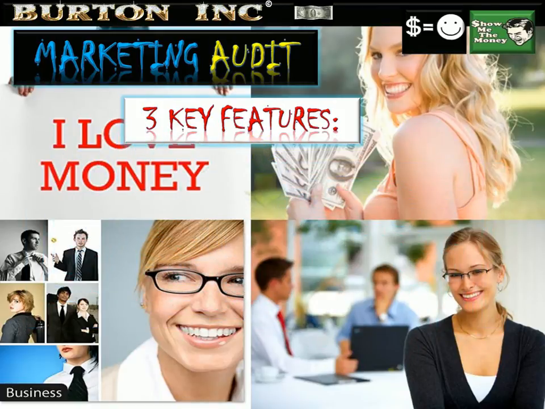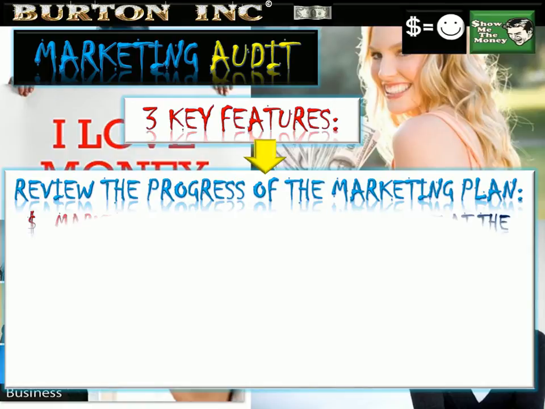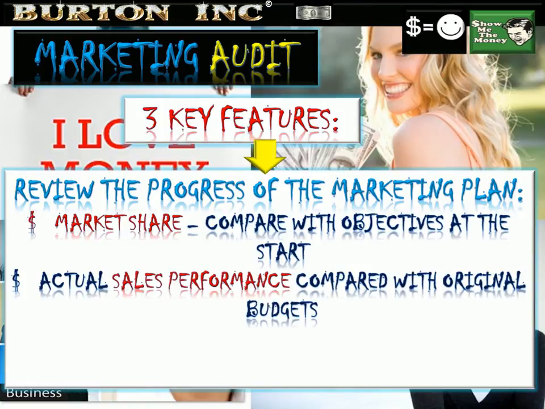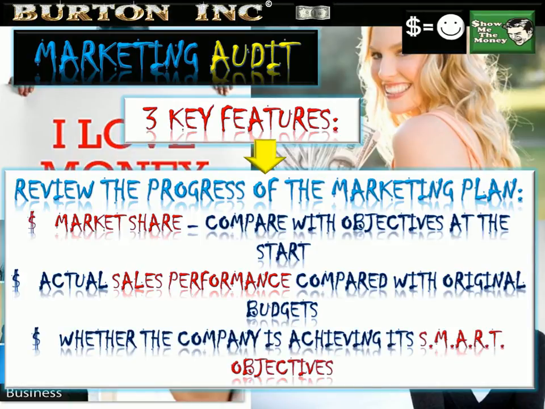And thirdly, review the progress of the marketing plan. You started with the marketing plan, how well has it been going? Market share, compare with objectives at the start. Actual sales performance compared with original budgets, and whether the company is achieving its SMART objectives. So those are three key features, as well as the progress of the marketing plan.